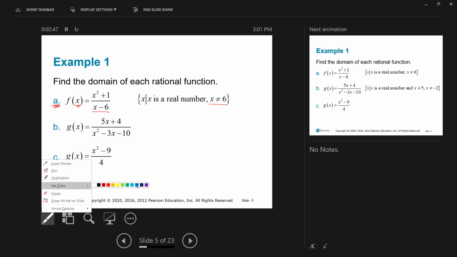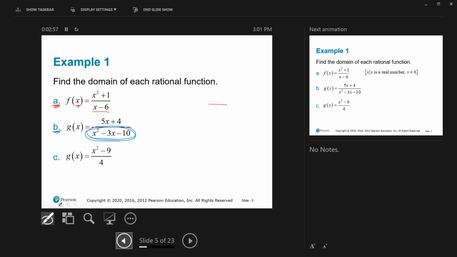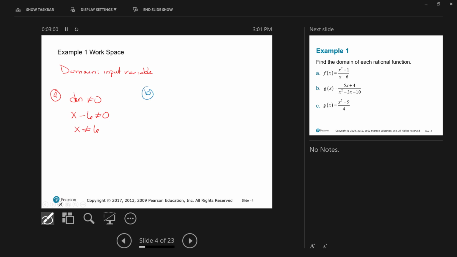Okay, let's take a look at letter B. Again, we have this denominator, and we're not allowed to let it be equal to 0. So we have x squared minus 3x minus 10 cannot be equal to 0. Okay, so we've solved these before. We have a second degree equation, which means in order to solve it, we need a multiplication problem, right? This is clearly not a multiplication problem, so we need to change this subtraction problem into a multiplication problem. Remember how we do that?